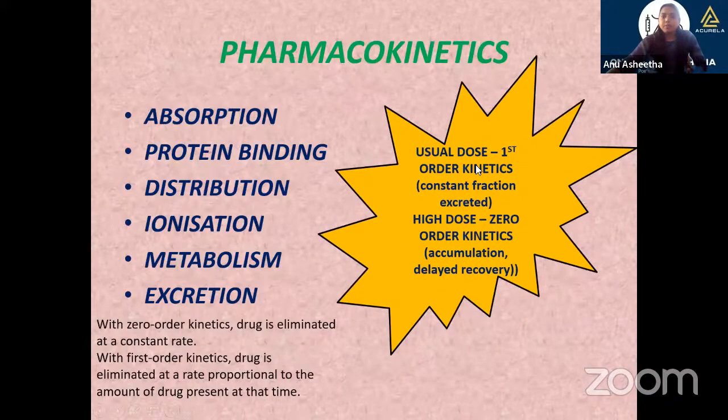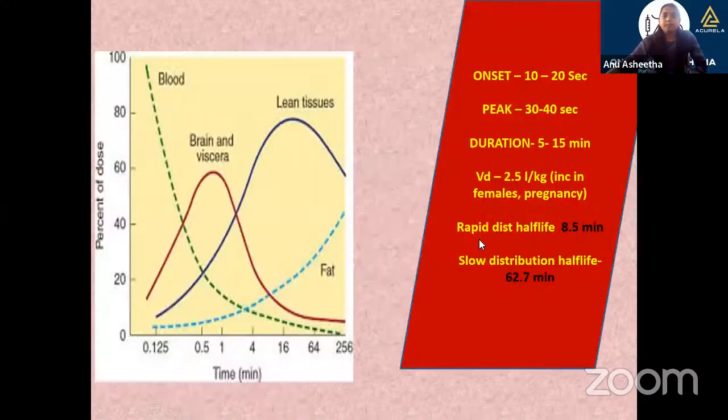Barbiturates at usual doses follow first order kinetics. That is, they are excreted fractionally. Whereas in high doses, they follow zero order kinetics. That is, they get accumulated and delayed recovery can occur.